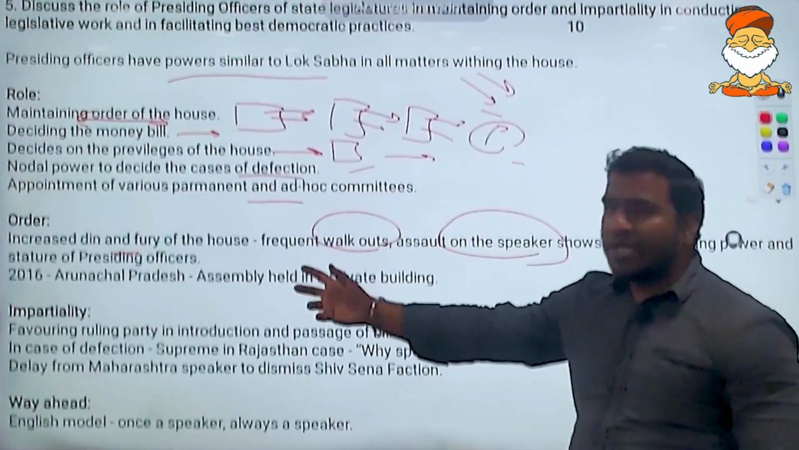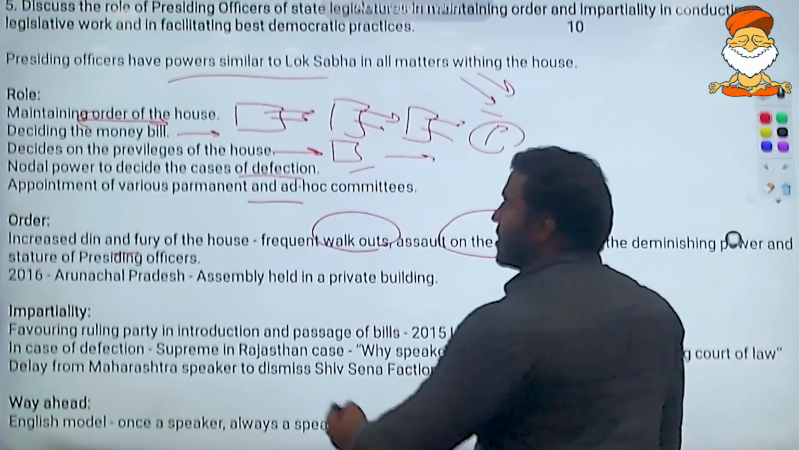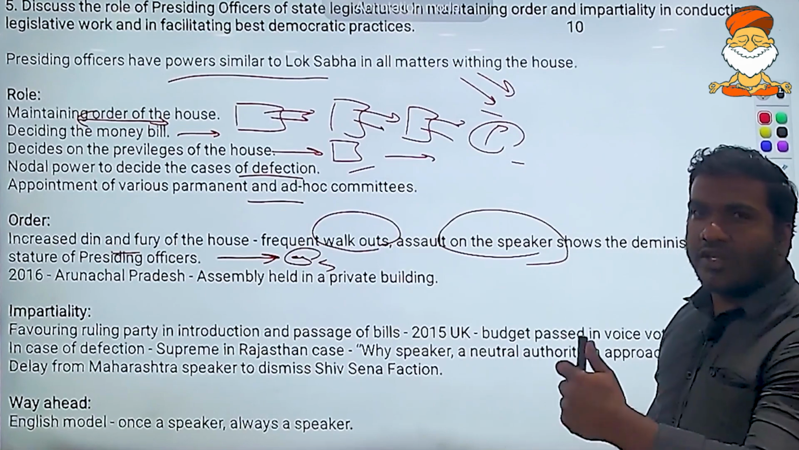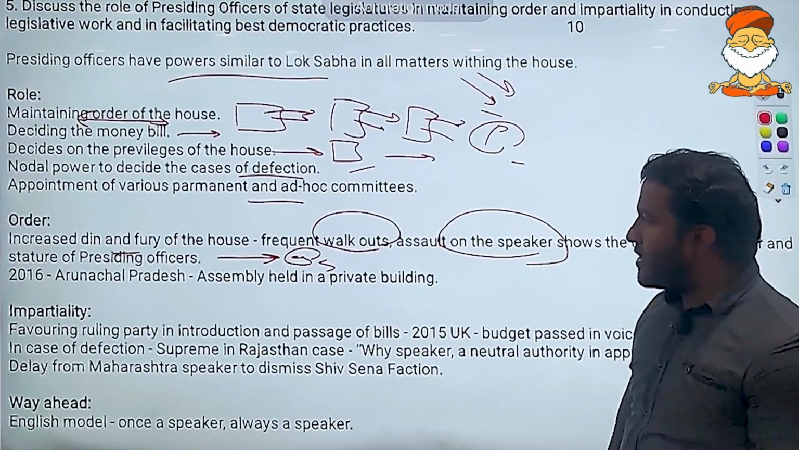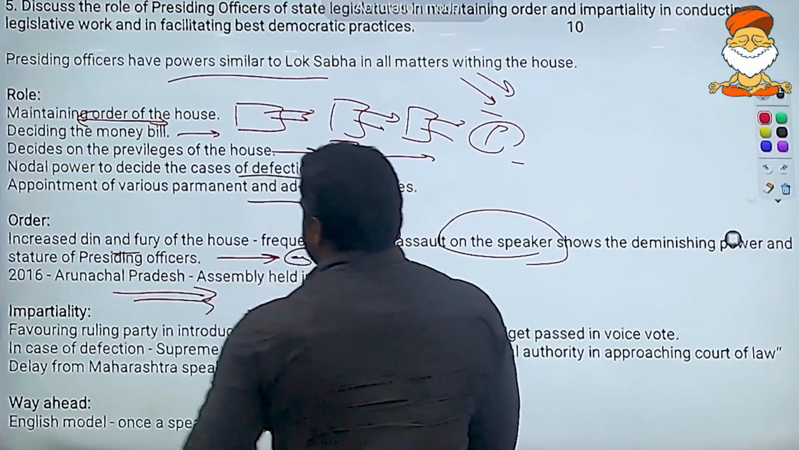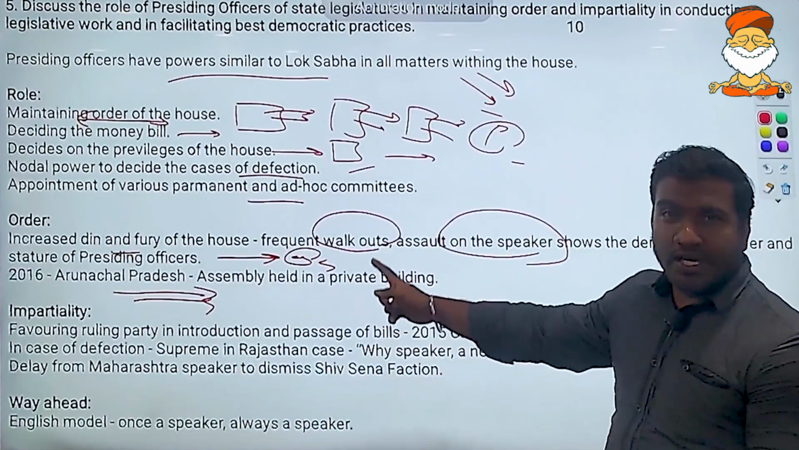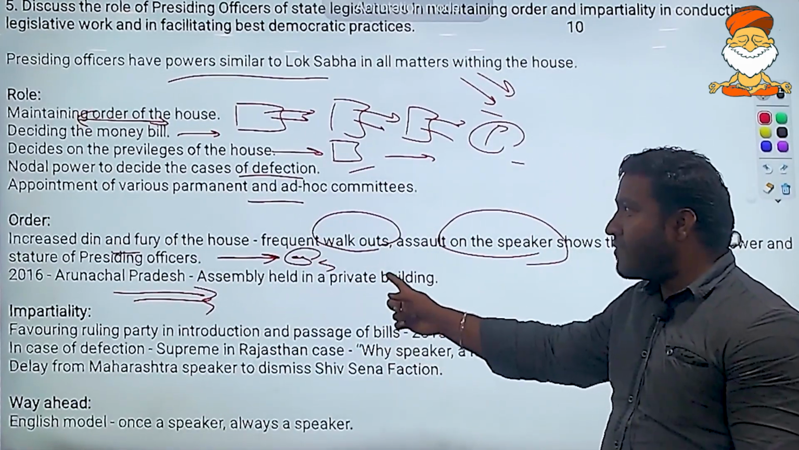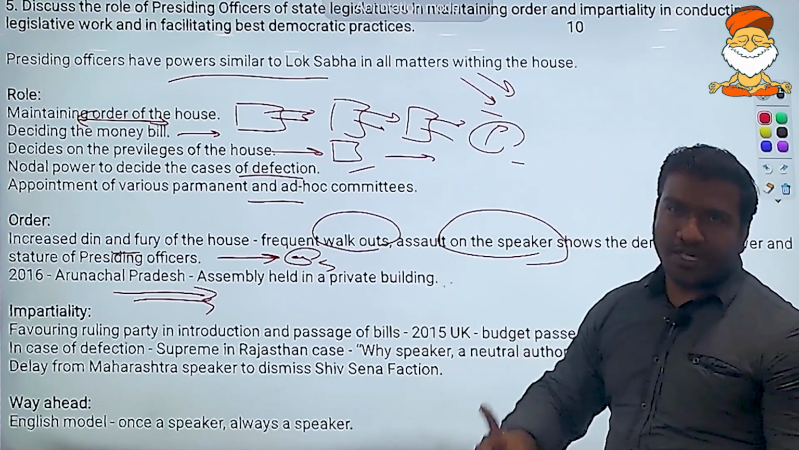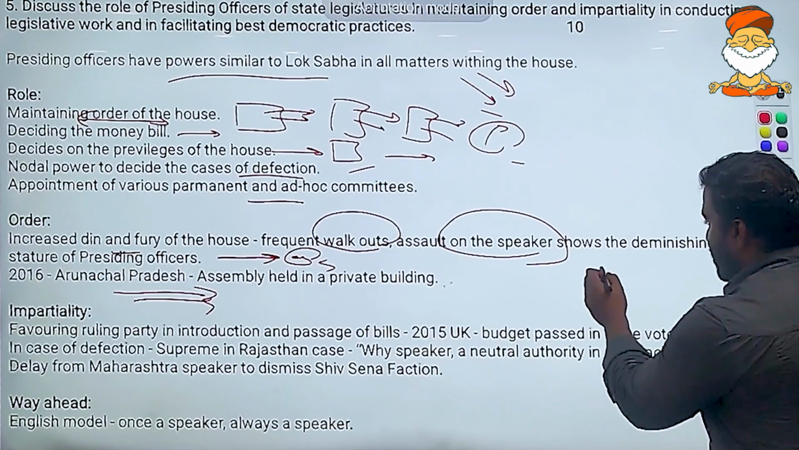So mostly the presiding officer has to be, and mainly the incumbents have to take the power, and when they stand the house should sit down. And one best example is Arunachal Pradesh. The assembly was held in a private building because at that point of time the removal motion of the presiding officer was under consideration.